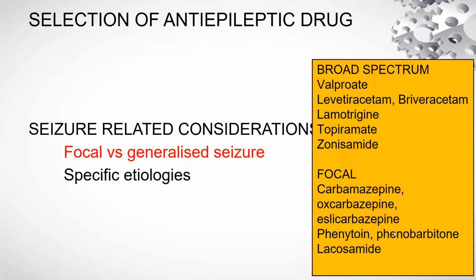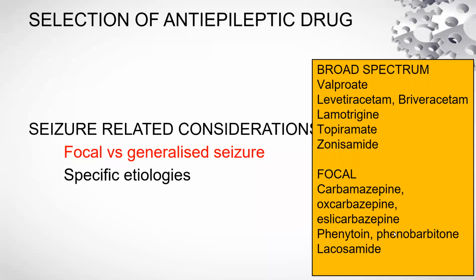Now, coming to seizure related factors, the most important factor which decides which AED to use is the type of seizure, focal versus generalized seizures. Some drugs are broad spectrum, that means they are effective both against focal seizures as well as generalized seizures. Examples include valproate, levetiracetam, and now brivaracetam, lamotrigine, topiramate, and zonisamide.